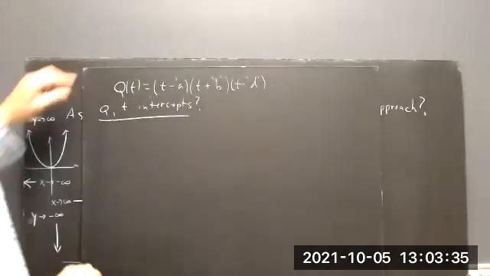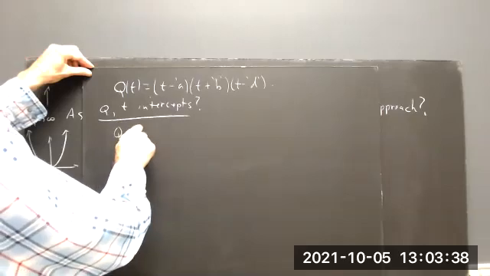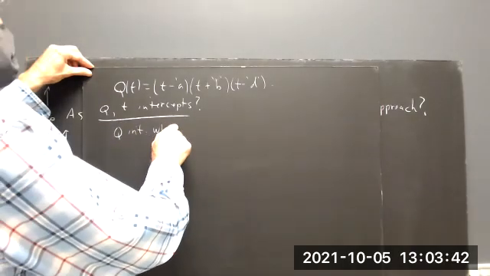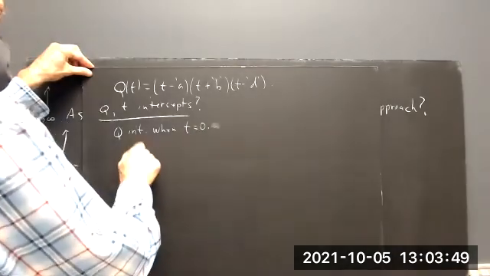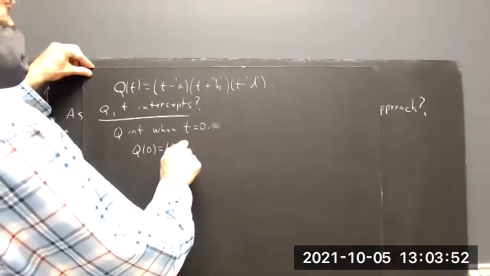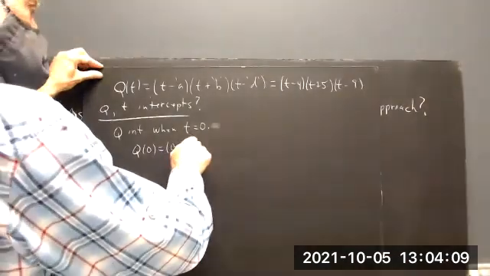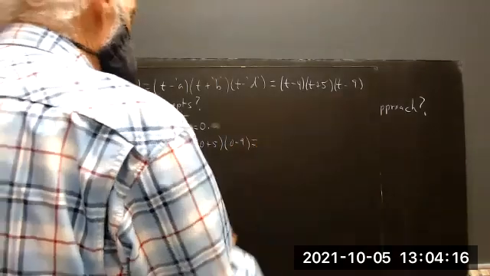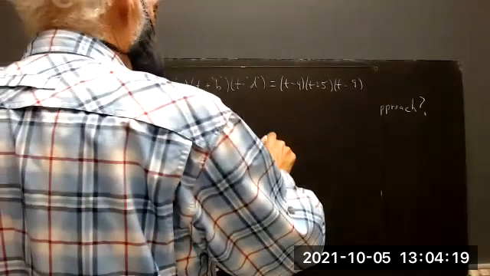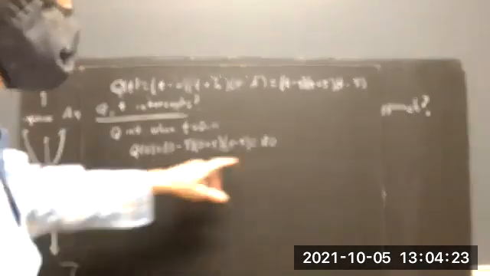Well, the Q intercept occurs when t equals 0. So Q equals 0 minus 4, 0 plus 5, 0 minus 9. That equals 180. Positive, because we got some negatives here. Now I think everybody understands this calculation.